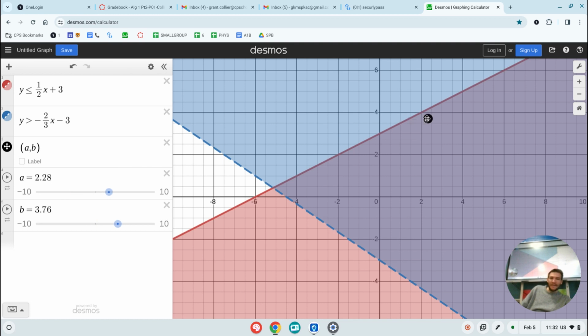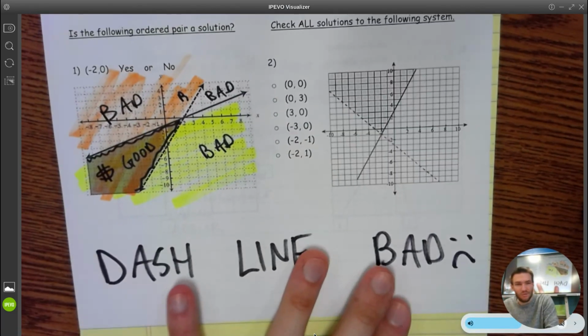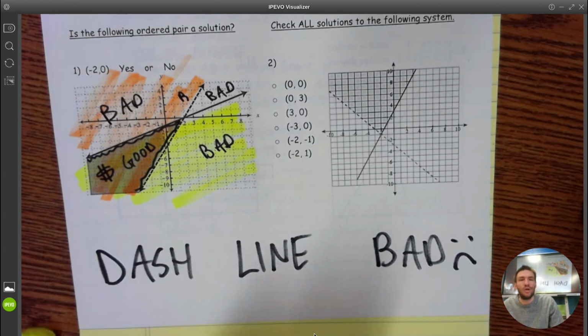What do you think about this, solution or not? Yep. This one? No. This one? No. This one? No. Correct. This dot, even though it's on a solid line, always dash line bad. If you are on a dash line, no good.